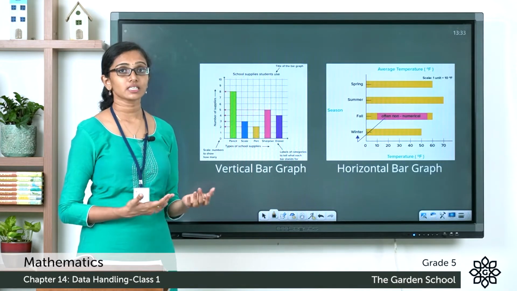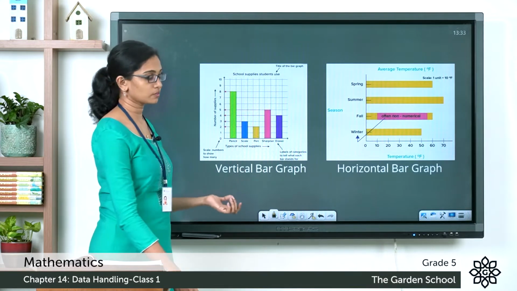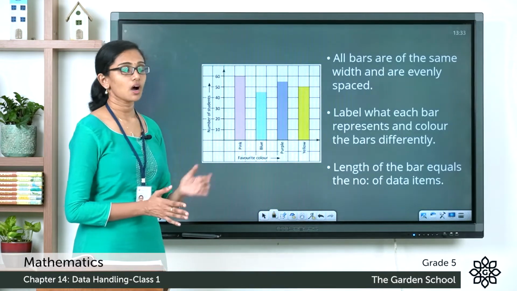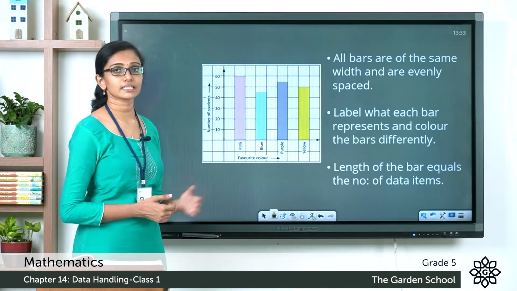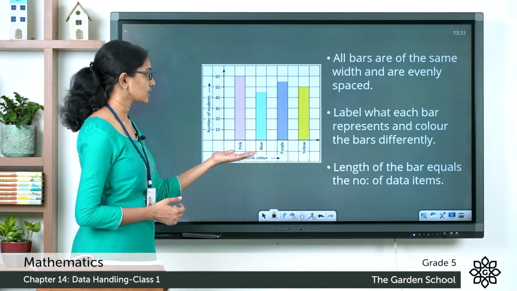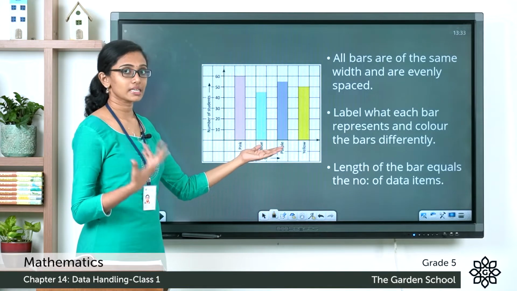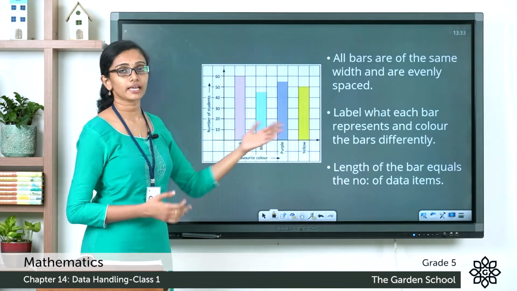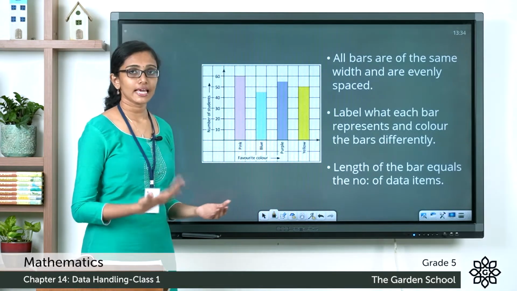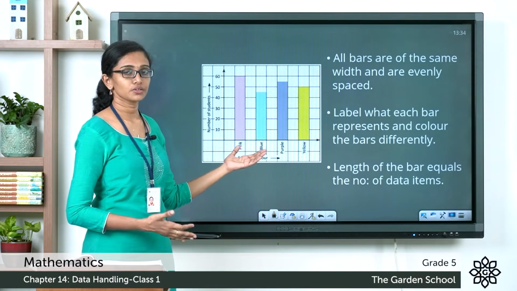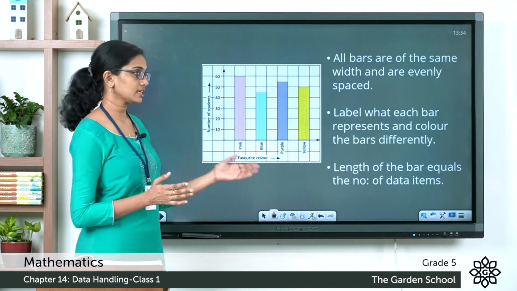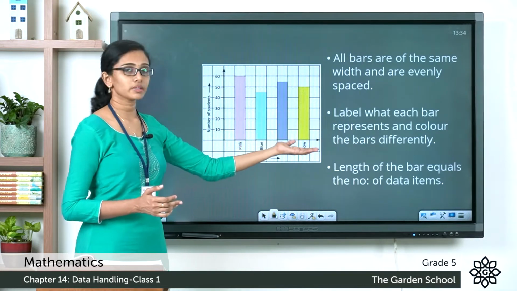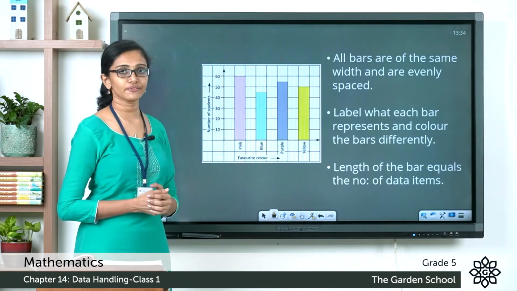Now there are a few things which you need to keep in mind in the case of bar graphs. In a bar graph, all bars are of the same width and are evenly placed or spaced like this. You can see all the bars are of the same width and are evenly spaced in between. Now you have to label each rectangular bar to tell what category of data it is representing. That is, you have to label what each bar represents and color the bars differently.